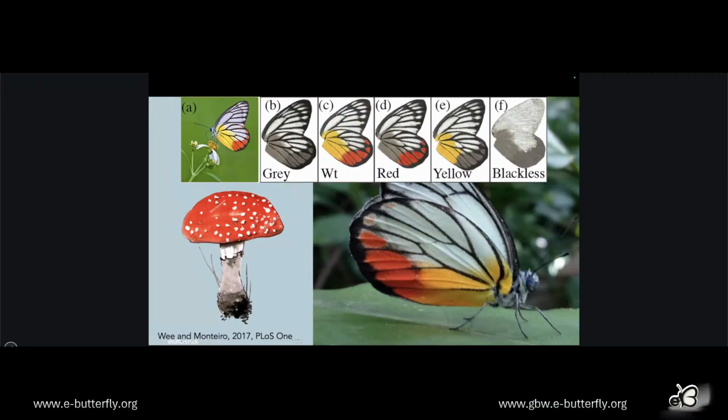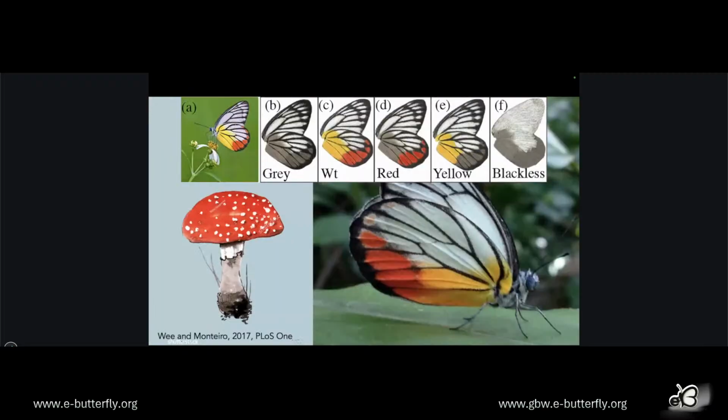What we found was that the wild type pattern was the least predated of all these options, followed by the red pattern, then the yellow pattern. So 1, 2, and 3. And then the other ones were the most predated. So these bright reds and oranges seem to be important for deterring predation.